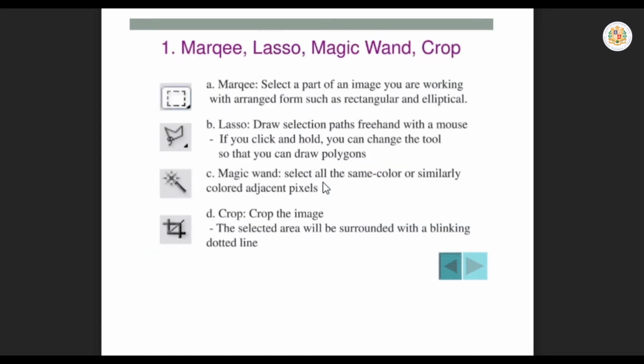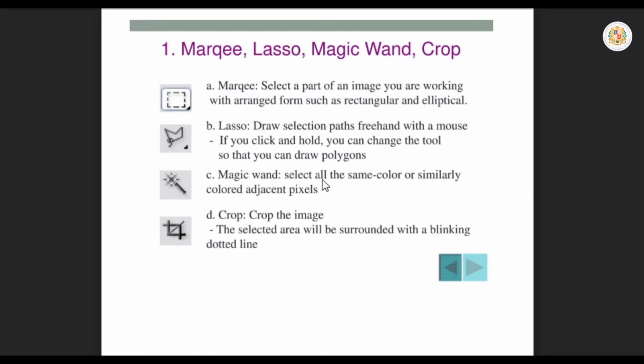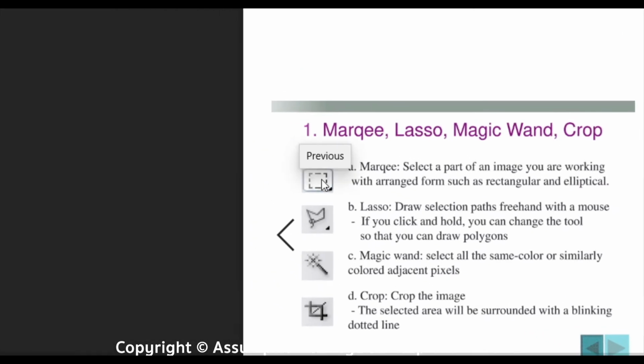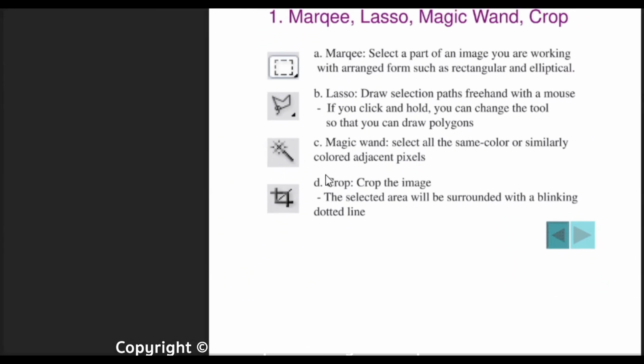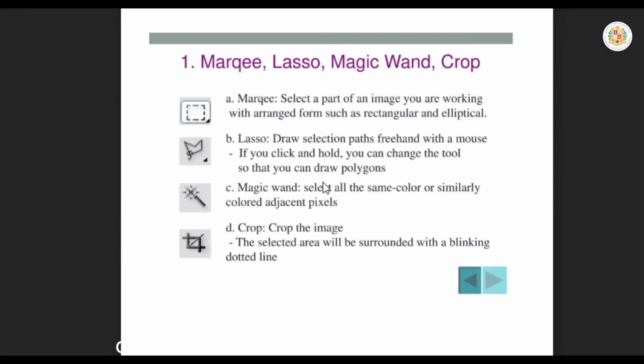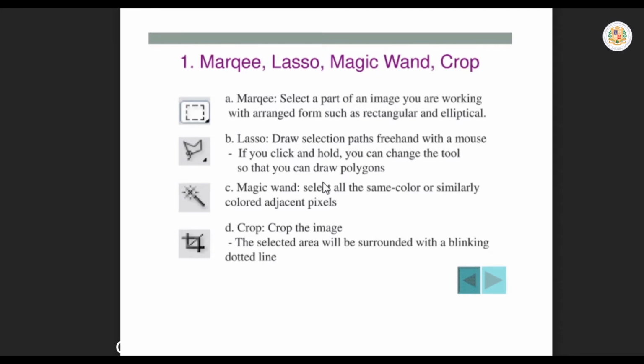Marquee, we have marquee tool, lasso tool, magic wand, and crop. So as you can see, here are the icons that you can see in your Photoshop application. So a marquee, what is marquee? Select a part of an image you are working with, arranged in forms such as rectangular or elliptical. Next, lasso tool, draw selection paths freehand with a mouse.